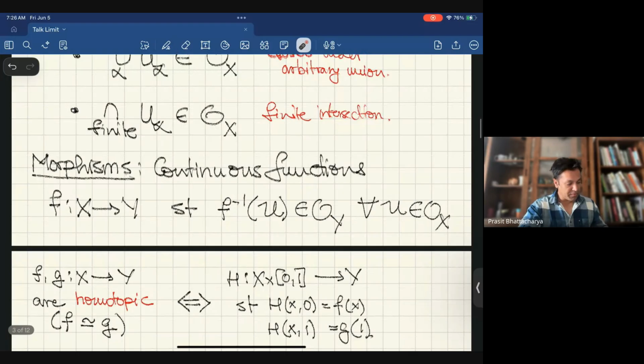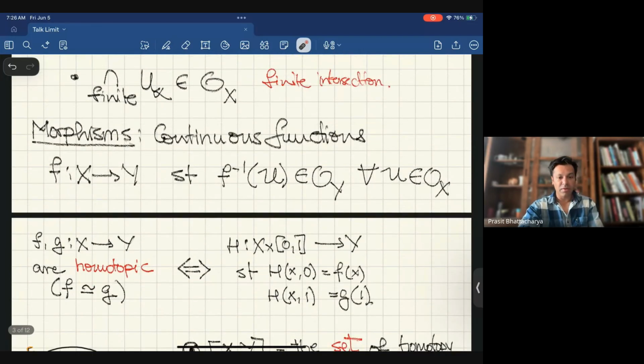And one of the things that we are going to learn today is what is the notion of homotopy.